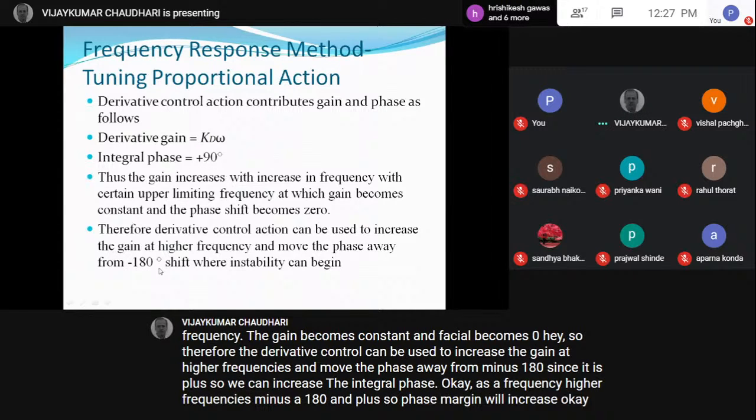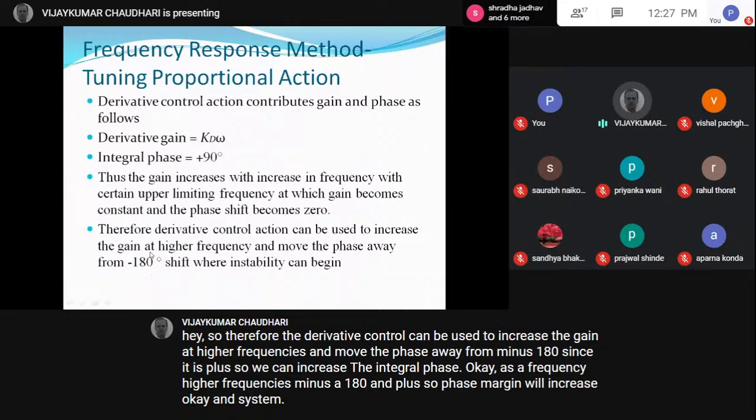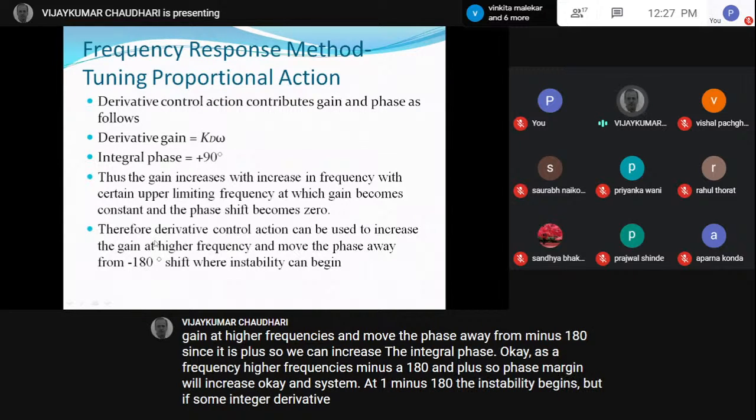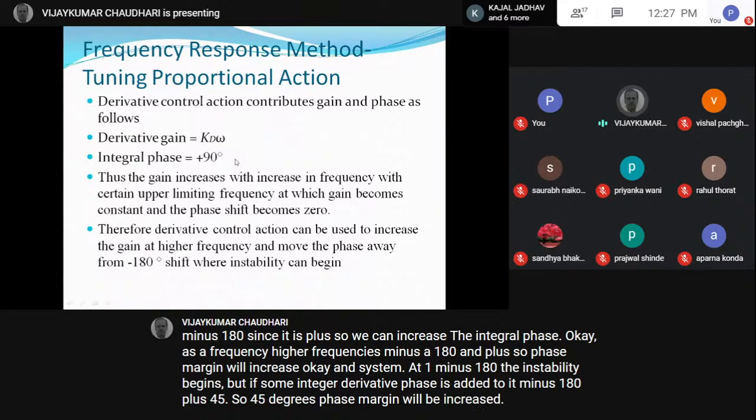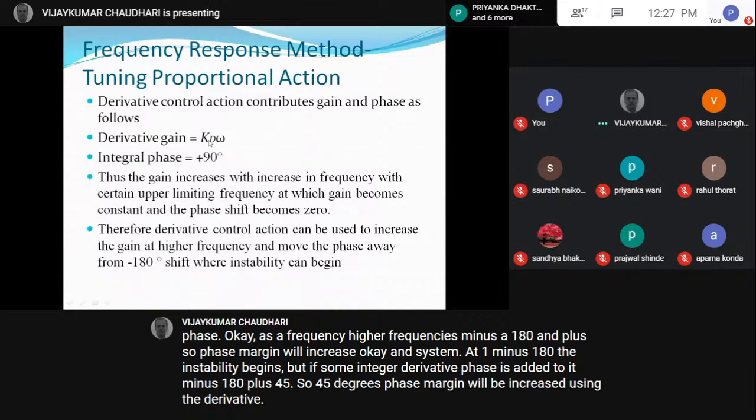And the system at 180 is where instability begins, but if some derivative phase is added to it, minus 180 plus say 45, so 45 degrees phase margin will be increased using the derivative control action, right? So all the three are shown in one.